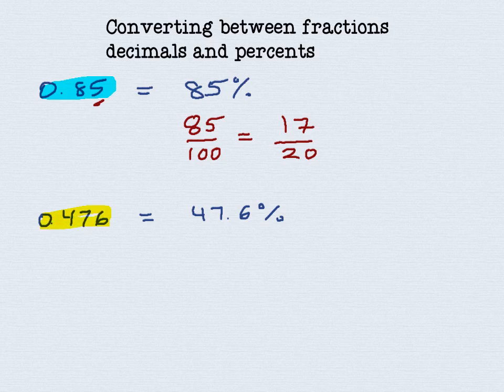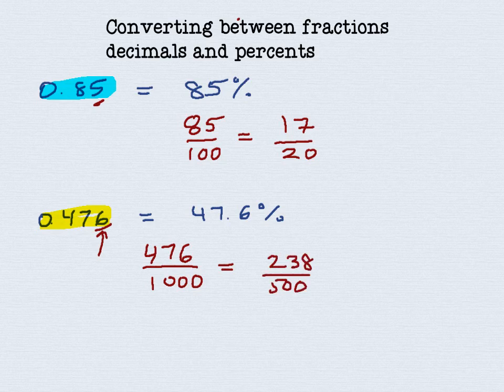In this question, the 6 is in the thousandths place, so the answer is going to become 476 over 1,000, because it's tenths, hundredths, this is the thousandths position. Then you have to reduce your fraction. Maybe you'll start by reducing it by 2's. By 2's, 500 would be the denominator. The numerator would be 238. If you break it down one more time, because they're still both even, you would get 119 over 250.